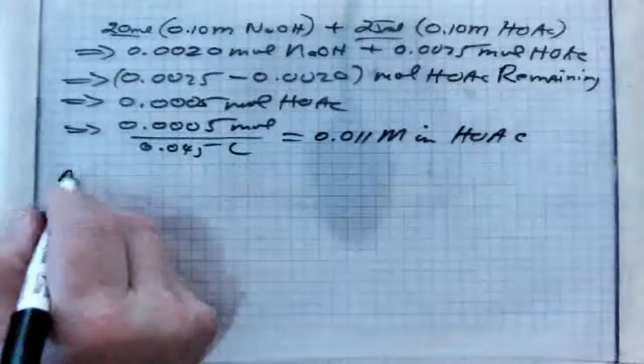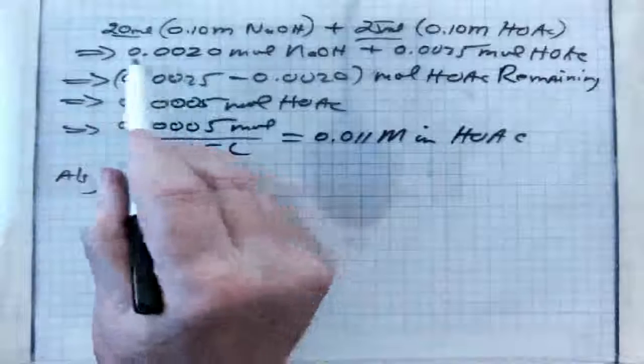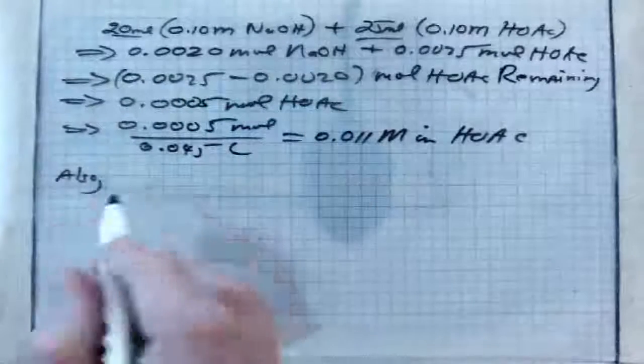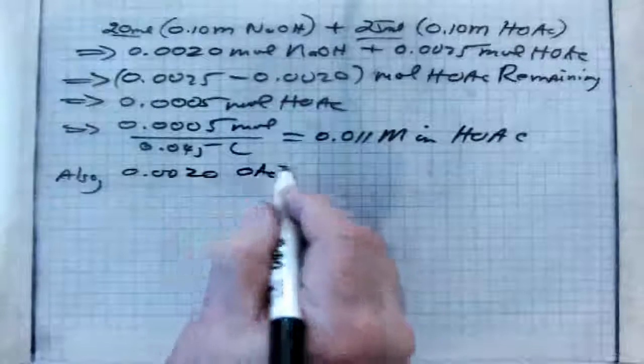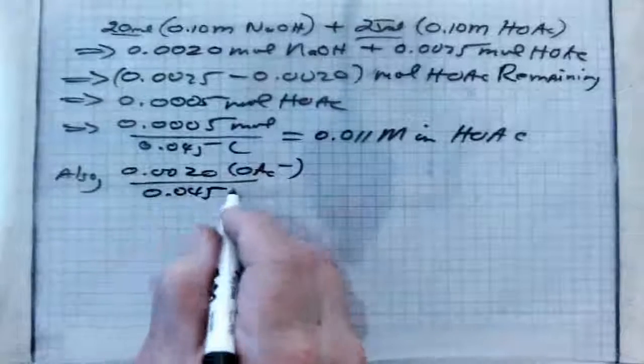But also, we used 0.002 mole of the sodium hydroxide. We have 0.0020 OAc generated in the same 0.045 liter.